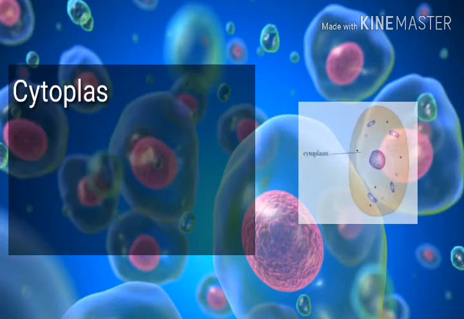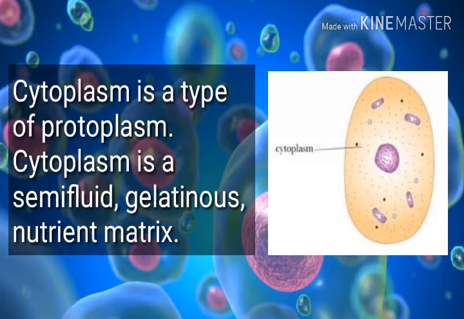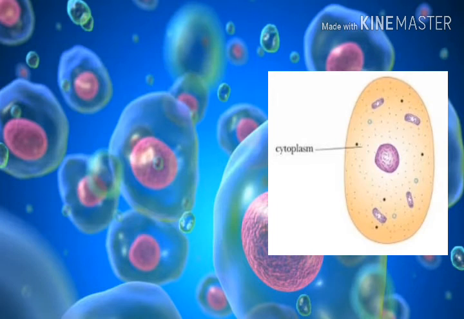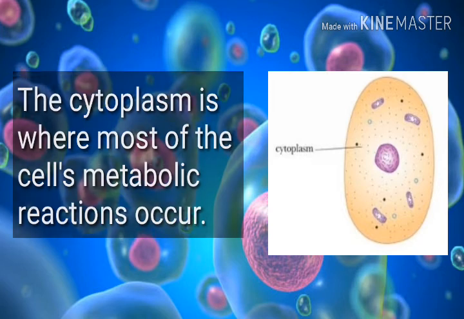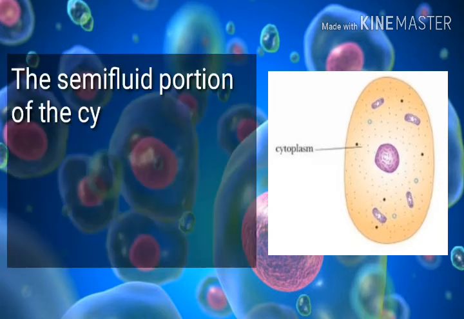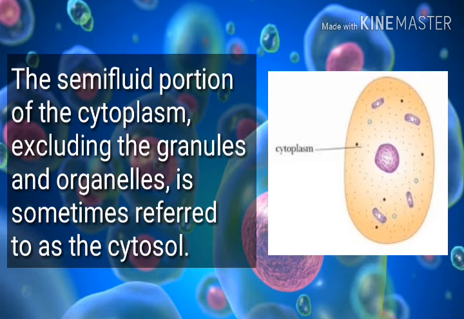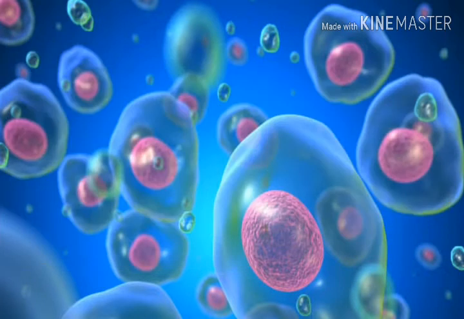Cytoplasm. Cytoplasm is a type of protoplasm. Cytoplasm is a semi-fluid, gelatinous nutrient matrix. The cytoplasm is where most of the cell's metabolic reactions occur. The semi-fluid portion of the cytoplasm, excluding the granules and organelles, is sometimes referred to as the cytosol.